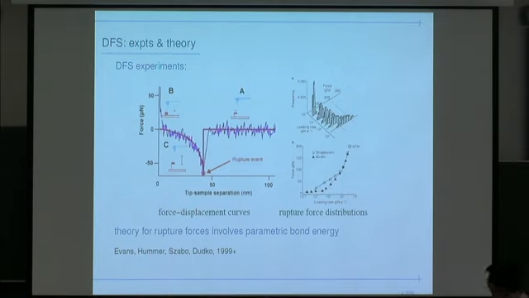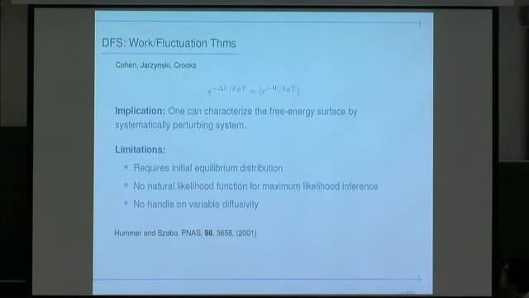Okay, so there's a lot of work that has been done using parametric bond bending. Another approach is maybe to use the work theorem, right? I can measure how much work it took for me to pull from one position to another. Then from that, I will know the difference in free energy, right? If I take the average of this work, that's just the exponential of this energy. And that's based on work theorem ideas, okay?